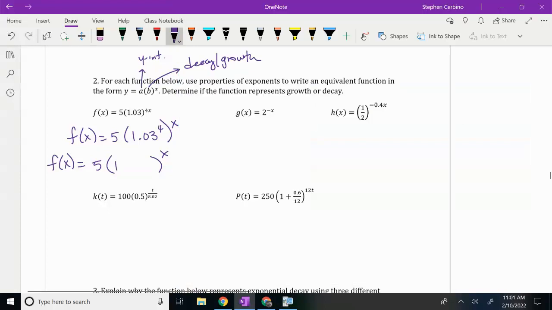So we'll say 1.1255. Now, since the exponent's x and only x, I now can look at the base and say that's more than 1, making this growth.